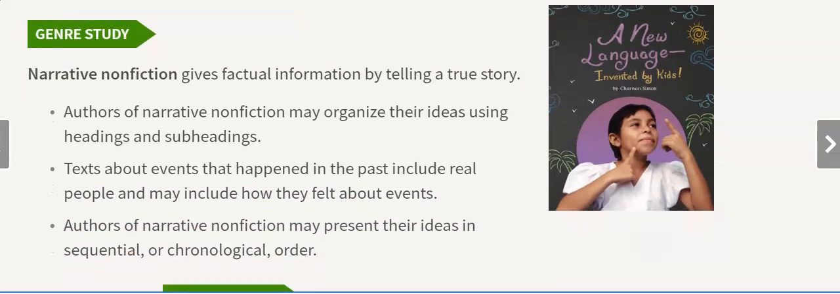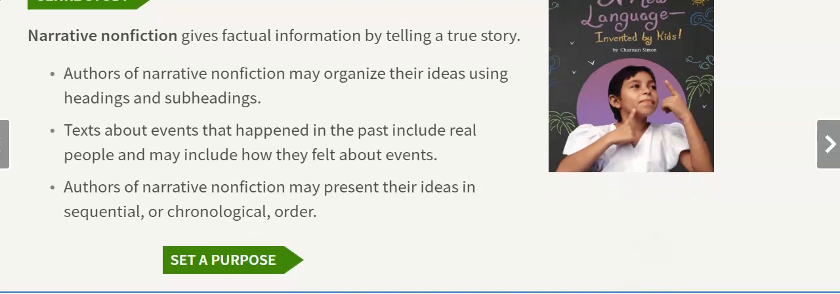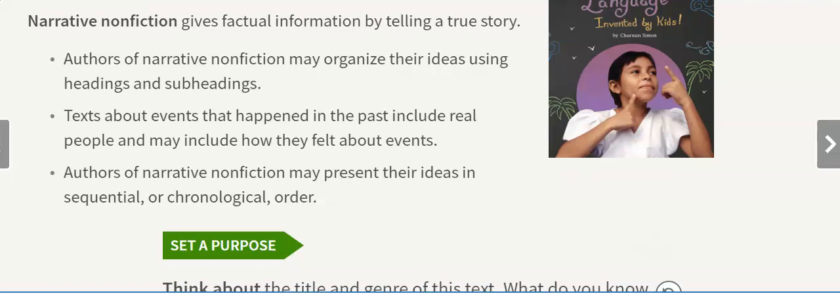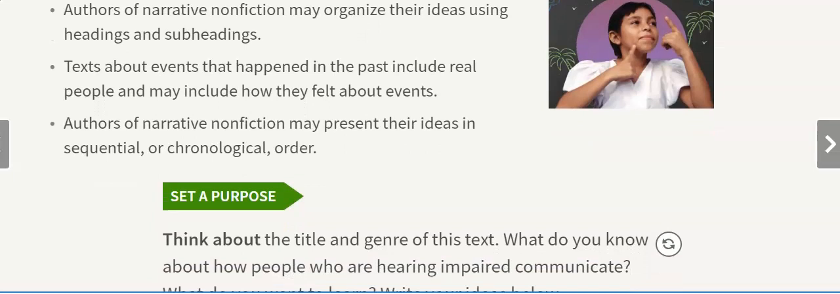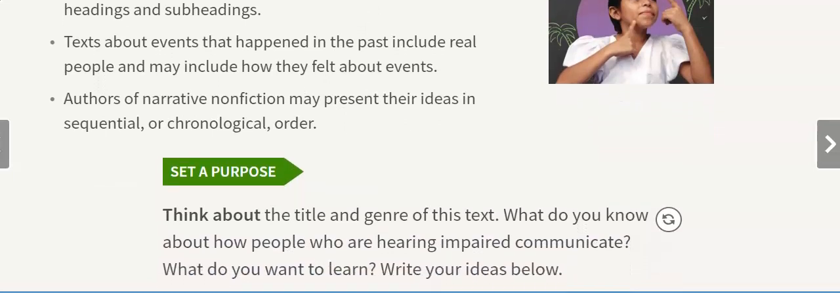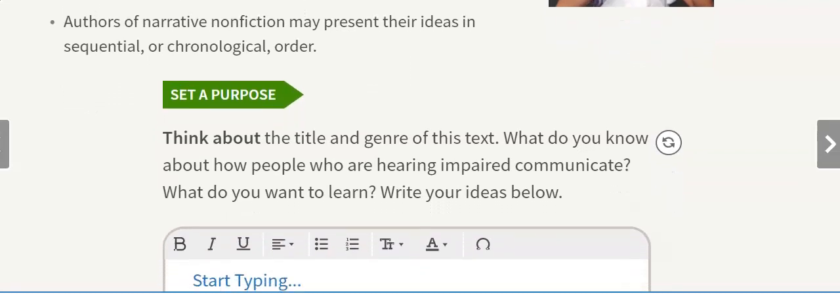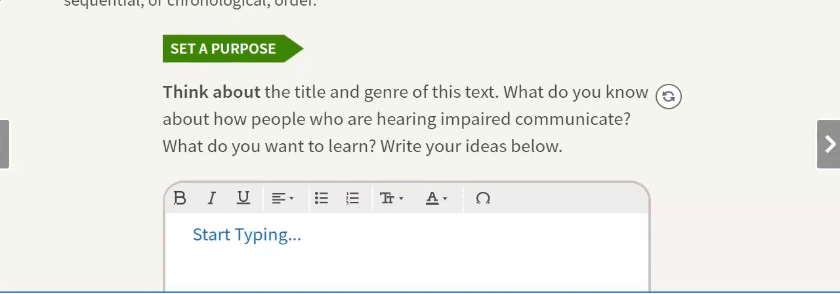Genre study. Narrative nonfiction gives factual information by telling a true story. Authors of narrative nonfiction may organize their ideas using headings and subheadings. Text about events that happened in the past include real people and may include how they felt about events. Authors of narrative nonfiction may present their ideas in sequential or chronological order, which we talked about before. There's your first, your second, your next, all those words are your cues.